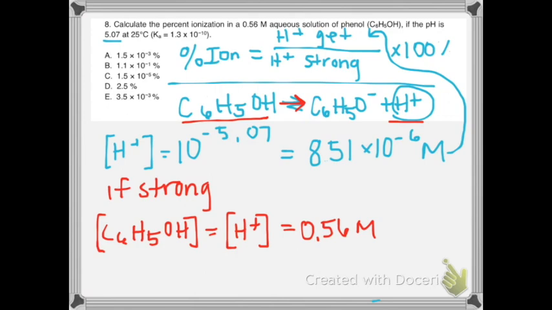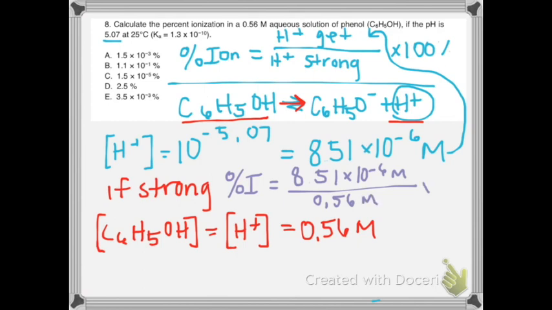Okay, so we can go ahead and do our percent ionization equal to 8.51 times 10 to the minus 6 molar divided by the 0.56 molar, then times 100. And when you work that out, you get the answer to be A.